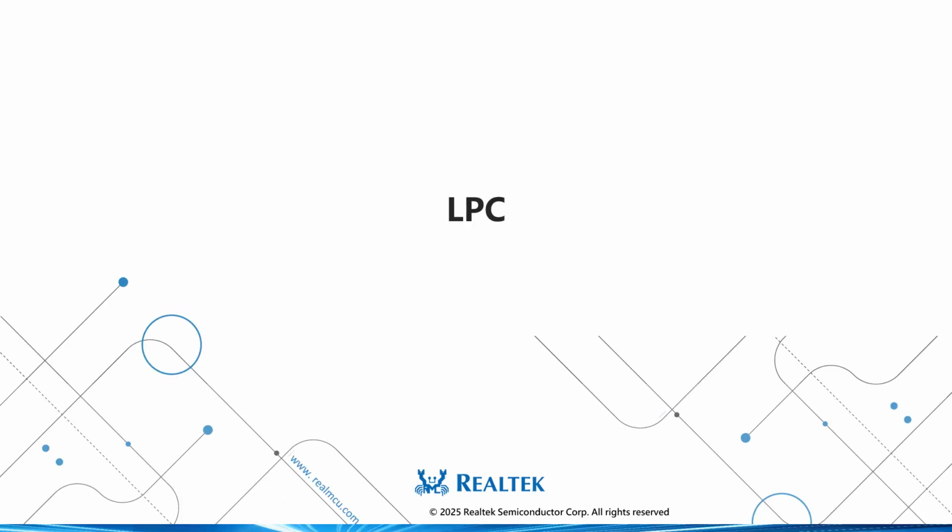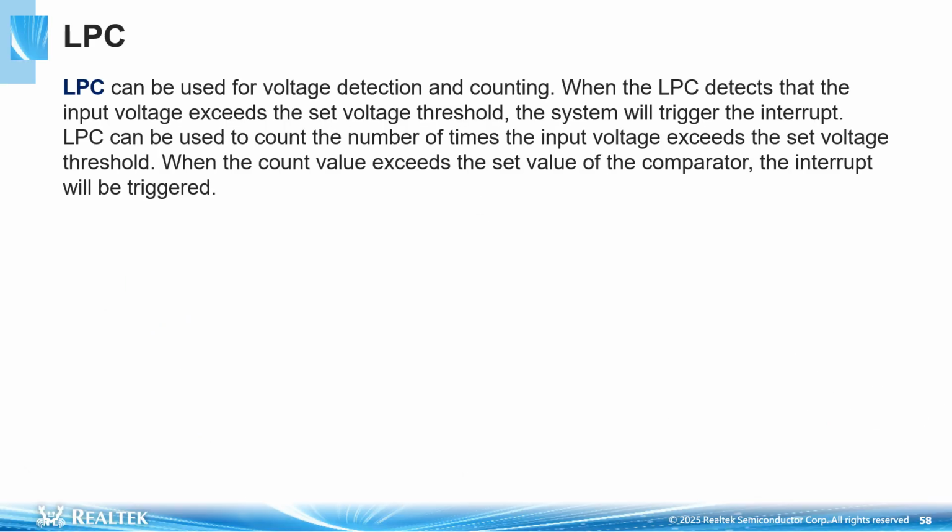Next, we will introduce LPC. LPC can be used for voltage detection and counting. When the LPC detects that the input voltage exceeds the set voltage threshold, the system will trigger the interrupt. LPC can be used to count the number of times the input voltage exceeds the set voltage threshold. When the count value exceeds the set value of the comparator, the interrupt will be triggered.